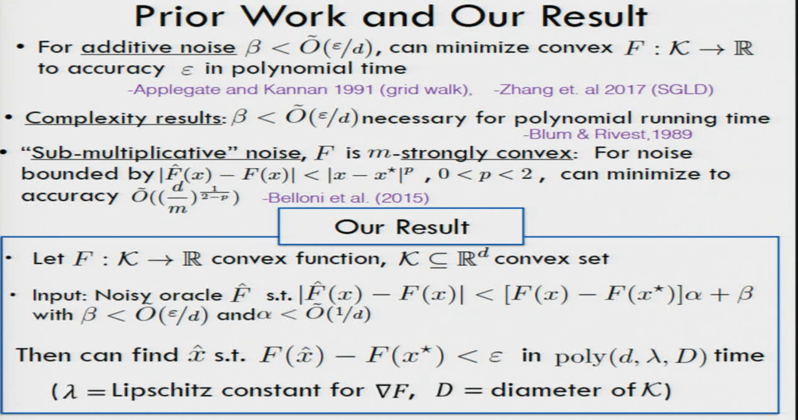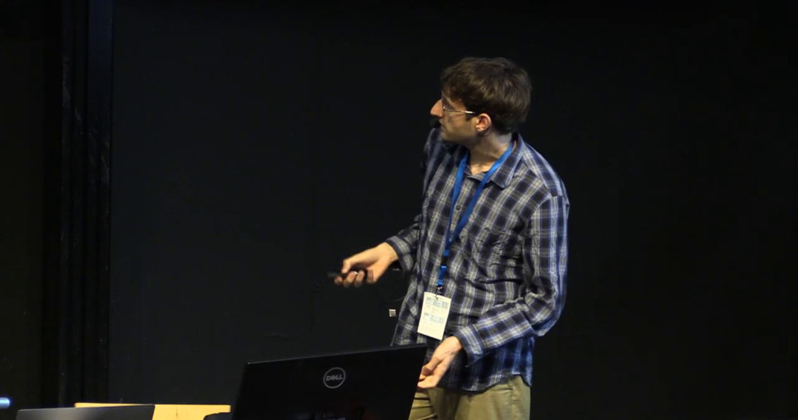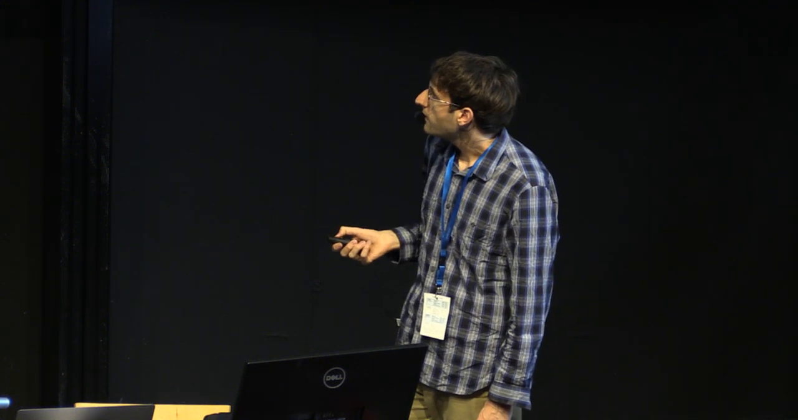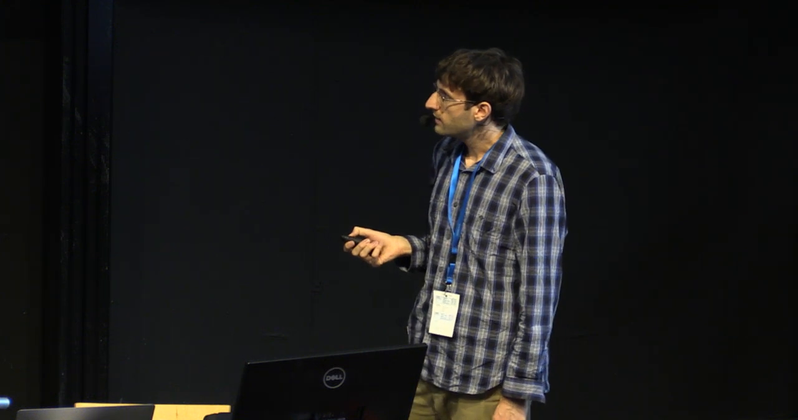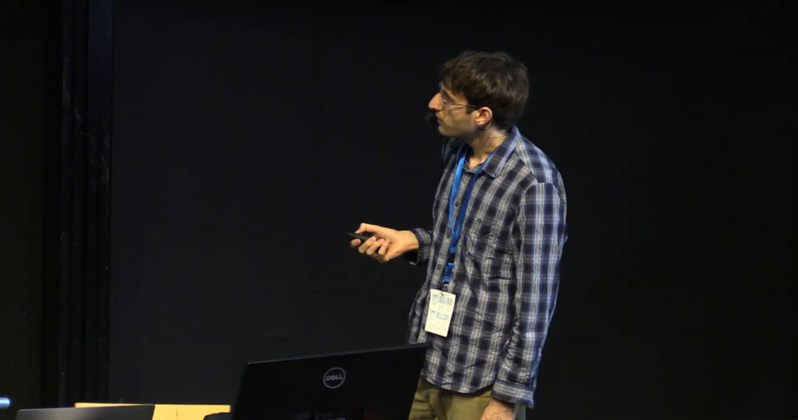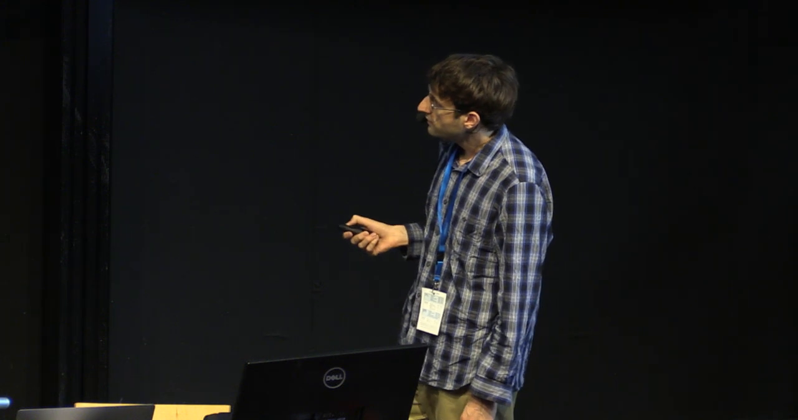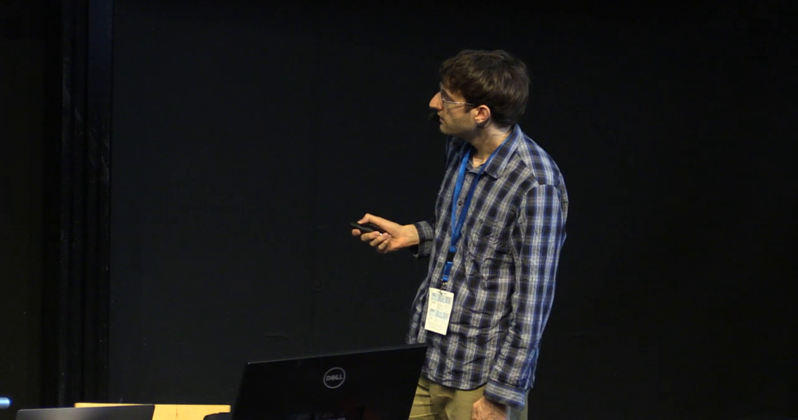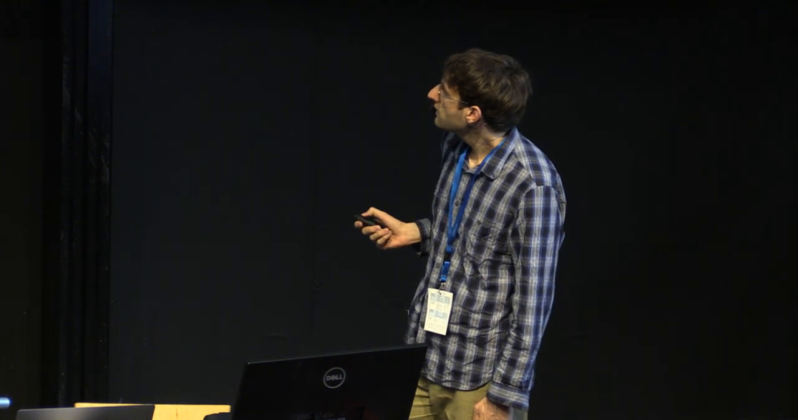And we also assume that we have access to a noisy oracle f hat for this function, which has both additive and multiplicative noise terms, where the additive noise is bounded above by epsilon over d, and the multiplicative noise is bounded by 1 over d. And so under these assumptions, we show that it's possible to find an approximate minimizer x hat such that f of x hat minus f of x star is less than this error epsilon in polynomial time.